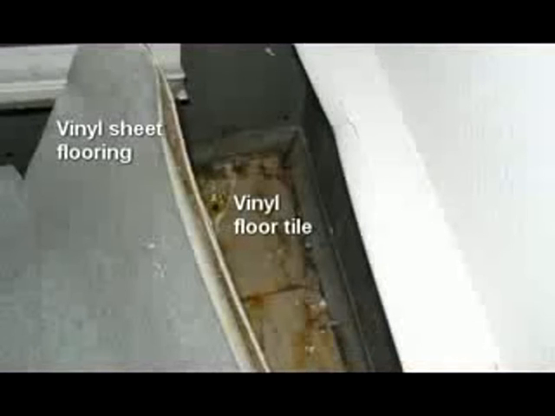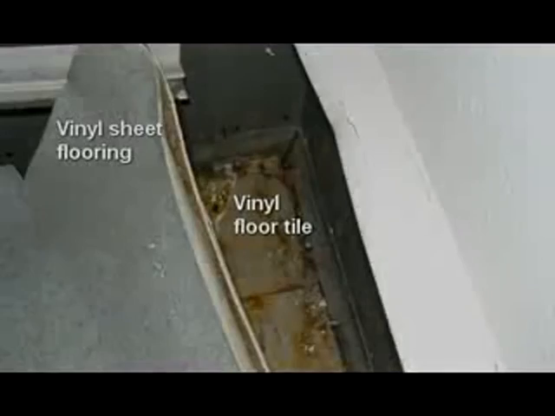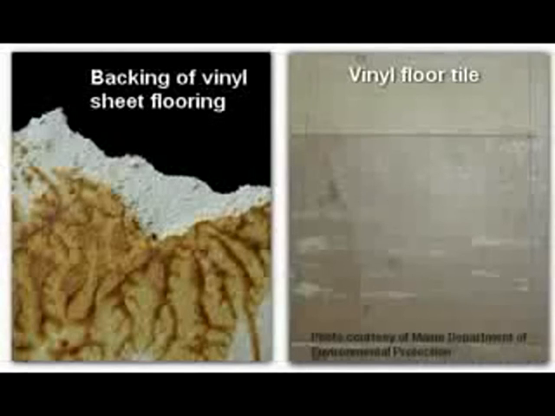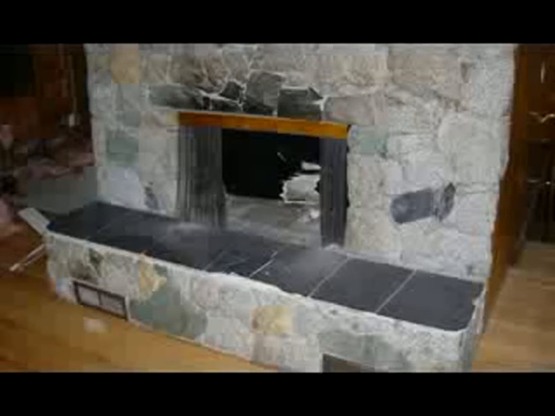Many flooring materials contain asbestos. Older homes may have several layers of flooring. Here there are 2 layers of vinyl sheet flooring on top of a layer of vinyl floor tile. In this case, both flooring types contained asbestos. The backing of the vinyl sheet flooring contained asbestos. Asbestos was also encased within the vinyl floor tile. Here is a clearer example of asbestos-containing vinyl floor tile from another house.